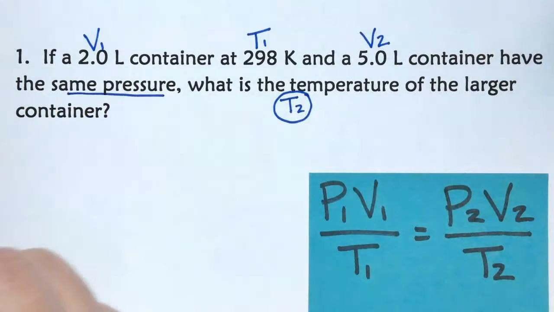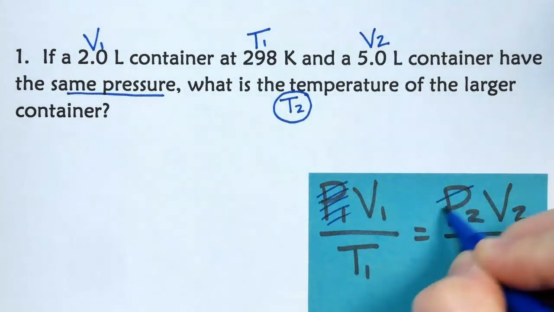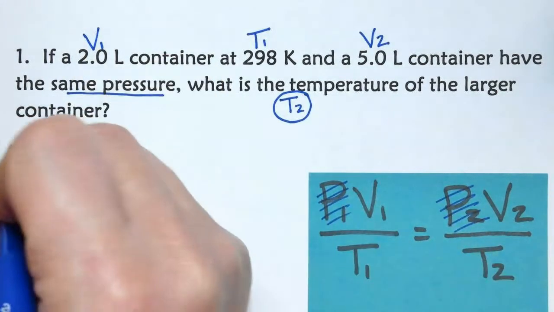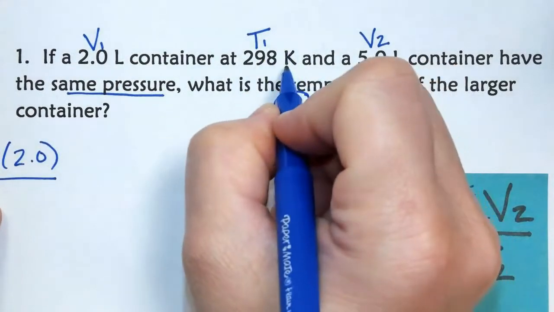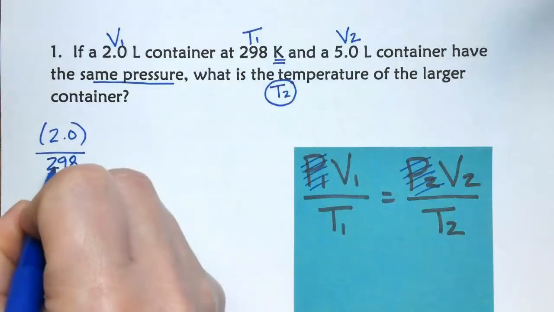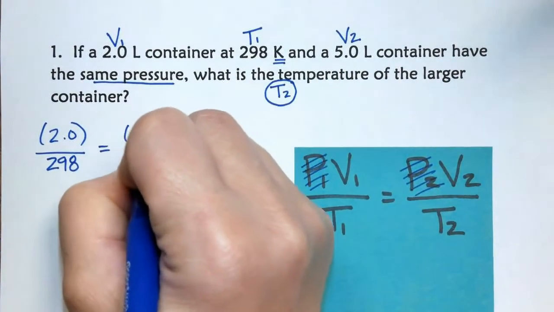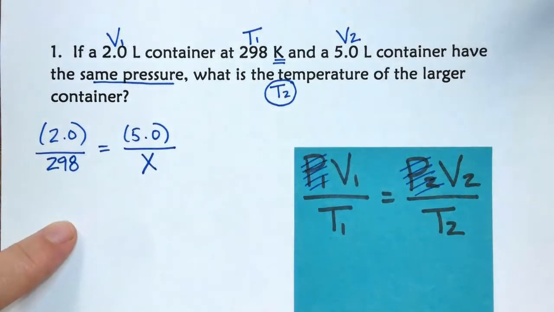Because it's the same pressure, that means pressure is constant, and therefore we can ignore the pressure in our equation. So I'm just going to cut out pressure because pressure is constant. So now that we have our equation, it's going to be V1 divided by T1 equals V2 divided by T2. So V1 is 2.0 divided by T1, which must be in Kelvin. It is already in Kelvin, so we can put T1 here at the bottom, and that's going to be equal to V2, which is 5.0 liters, divided by T2, and T2 is what I want to solve for, so I'm going to put an X right there.